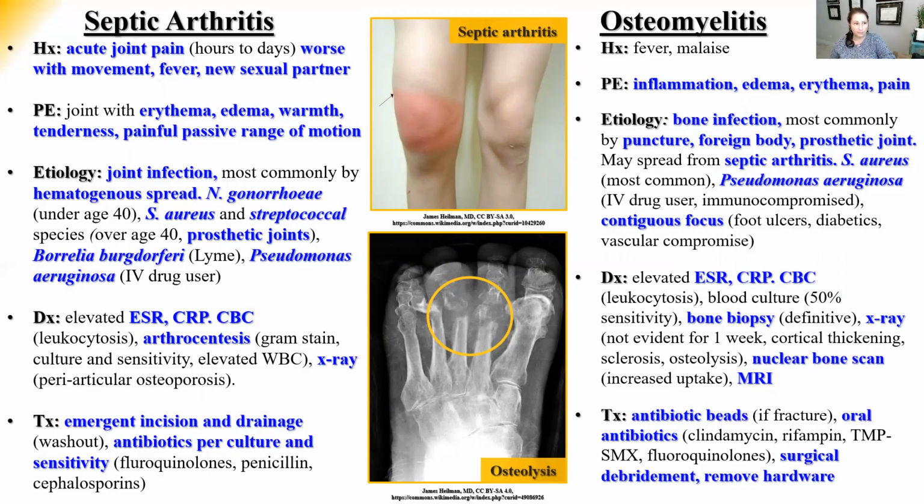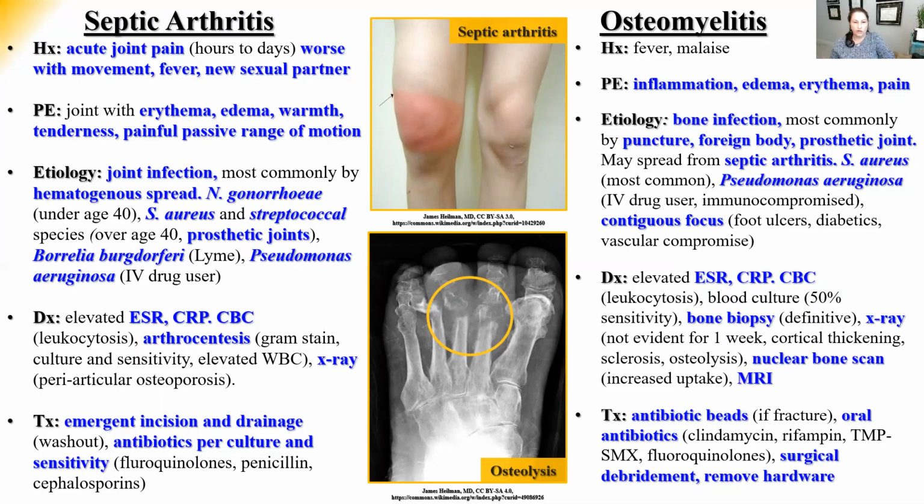So on exam, in that picture there, the joint is going to be red. It's going to be hot. It's going to be swollen. It's going to be tender. Pain with passive range of motion is a really important physical exam finding for septic arthritis. So if it hurts when you're moving it, that's a common finding with septic arthritis.